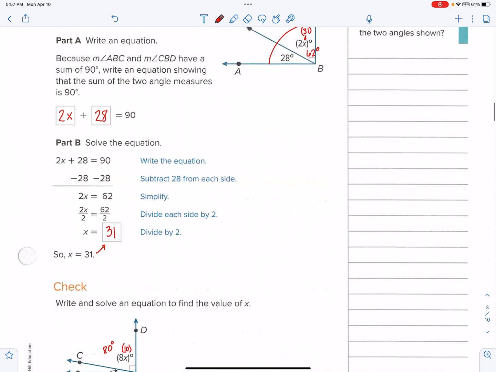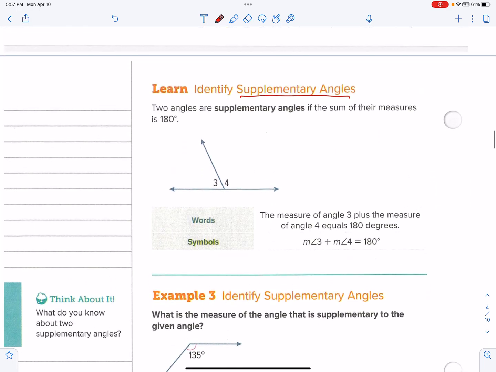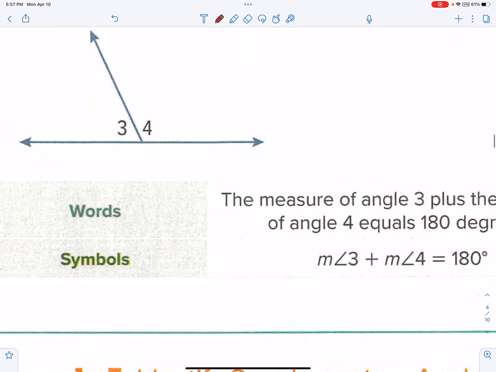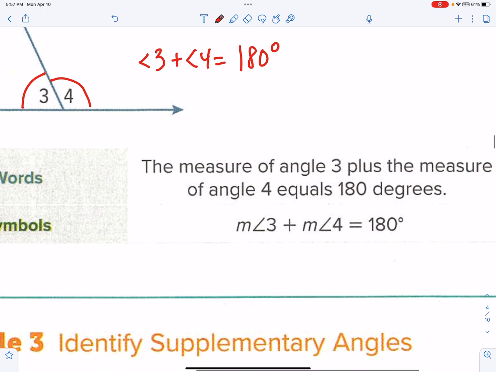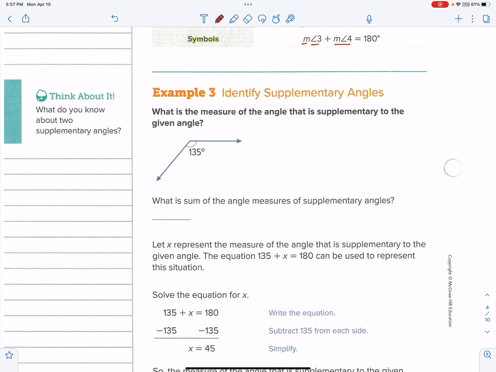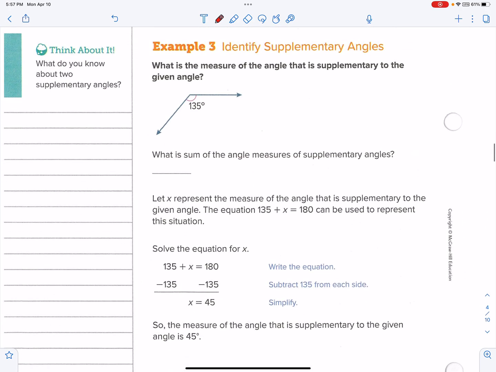So that's all we're doing, same concept. So we know that angle 3 plus angle 4 equals 180 degrees. Okay, and so you can see they wrote measurement of angle 3 plus measurement of angle 4 equals 180. Same thing we just did. So let's go ahead and look at an example.